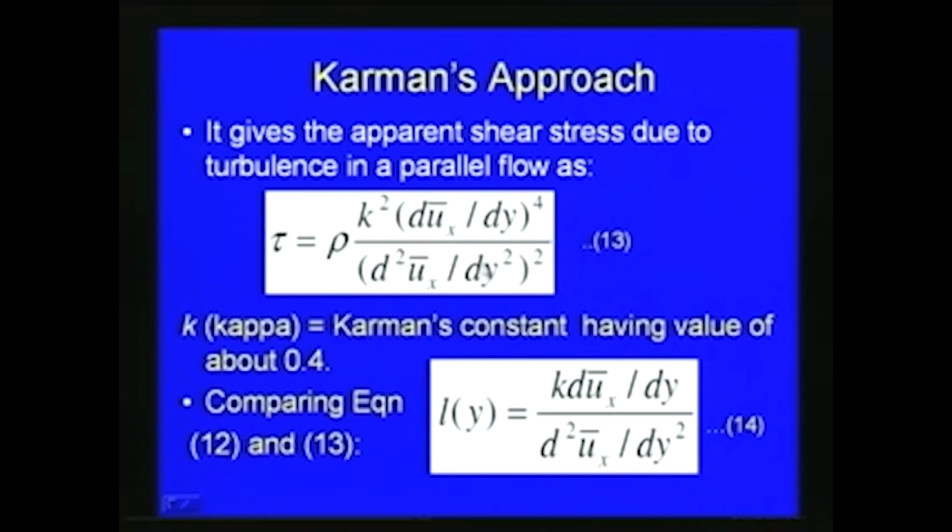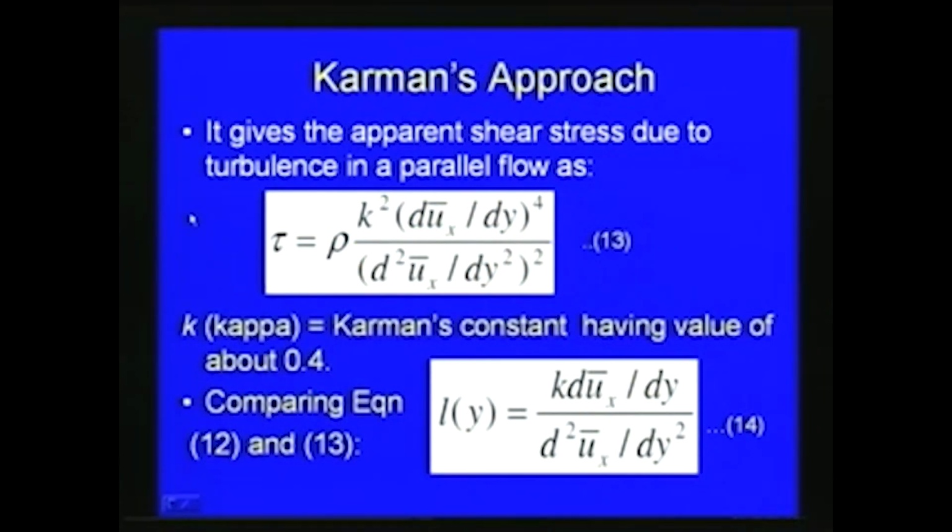So, this is the equation derived by von Karman, and he put forward a constant called kappa for this particular parallel flow, but finally he has shown this kappa is valid with a value of 0.4. So, he expressed the shear stress in terms of this kappa, and this kappa is called the Karman constant, having a value of generally 0.4.